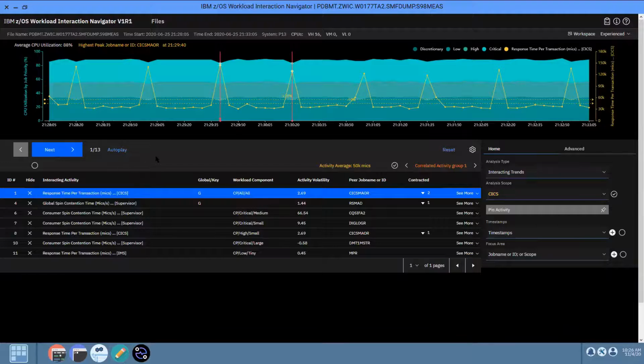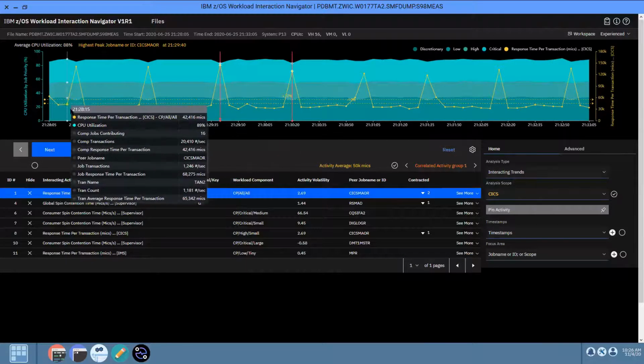So getting back to the first anomalous activity, we can see here that we're looking at activity ID 1, and it loaded activity ID 1 in the graph. We're looking at response time per transaction from CICS. So this is a CICS activity, and response time per transaction is a global activity from the CP all workload component. And automated analysis graphed response time per transaction as the solid yellow line in this graph.